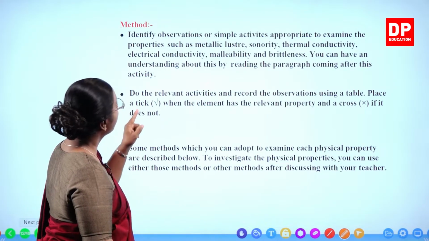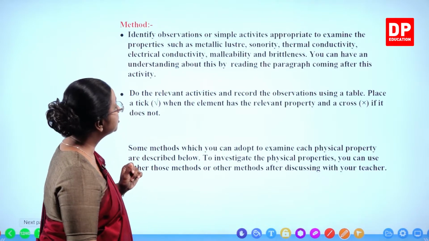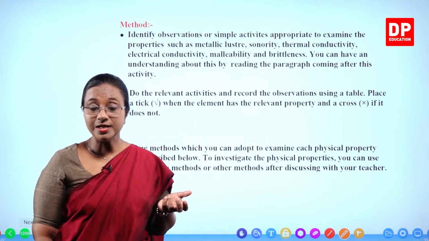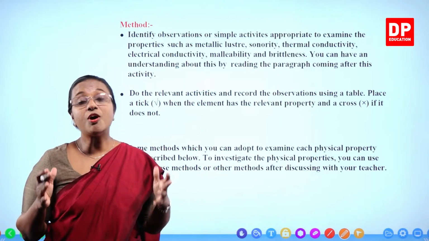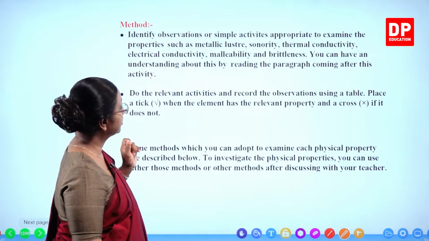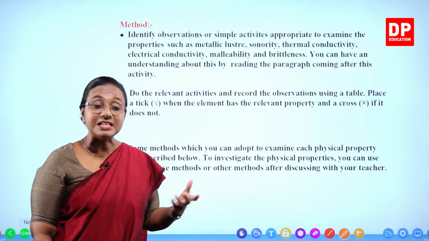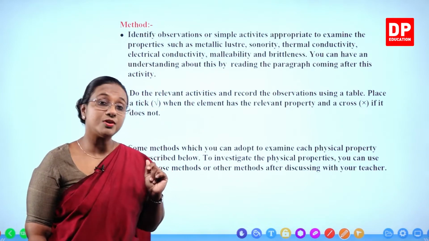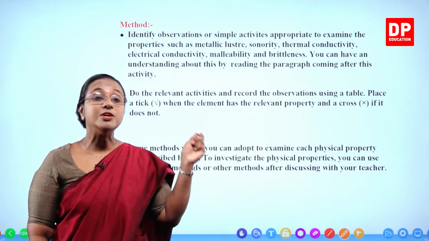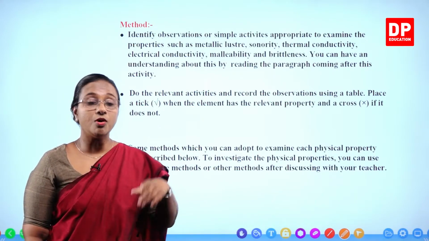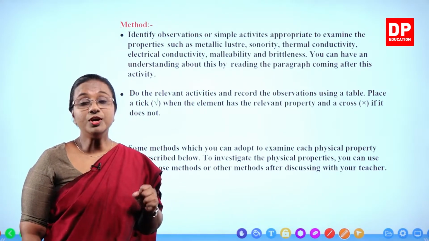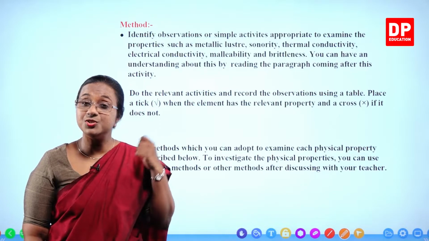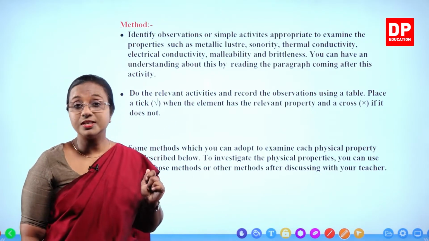Identify observations or simple activities appropriate to examine the properties such as metallic luster. What is metallic luster? The shiny nature of surfaces. From the name itself, we all know metals have luster, the shine of metals. Then sonority. What is sonority? Sonorous sound. When you hit it on something or when you drop the substance on the floor, you get a ringing sound. Like how the normal hand bell rings, you hear the ringing sound. That is a sonorous sound.